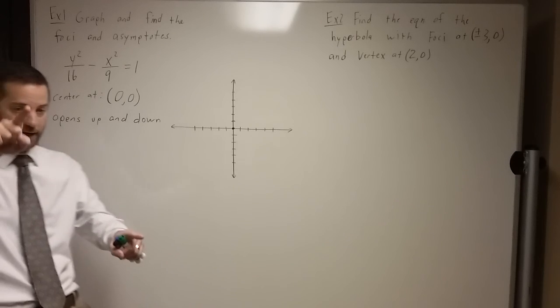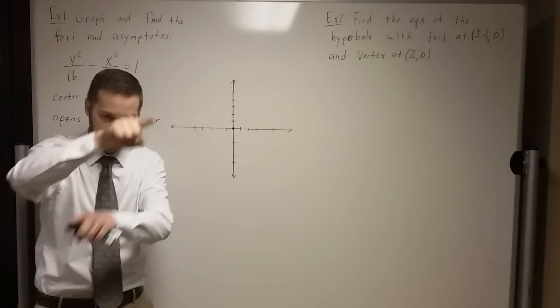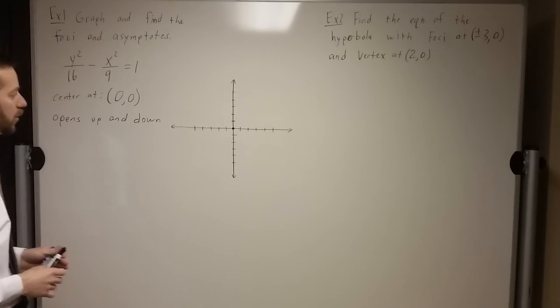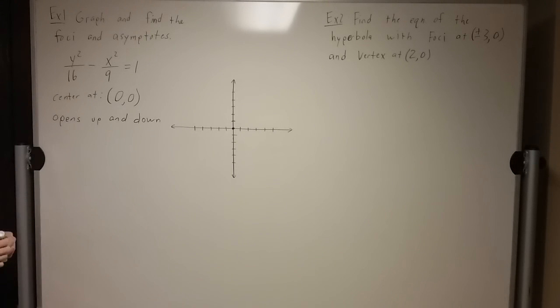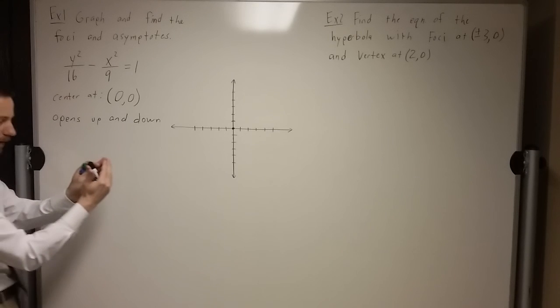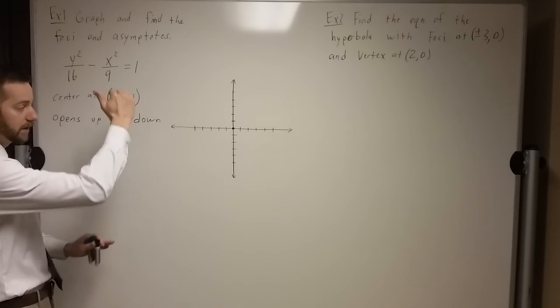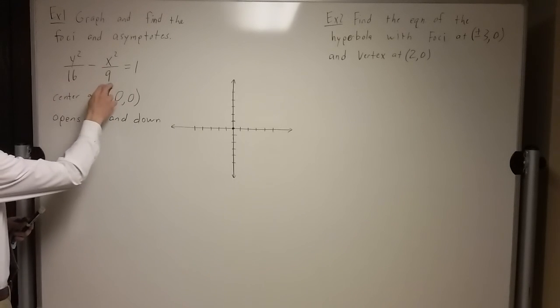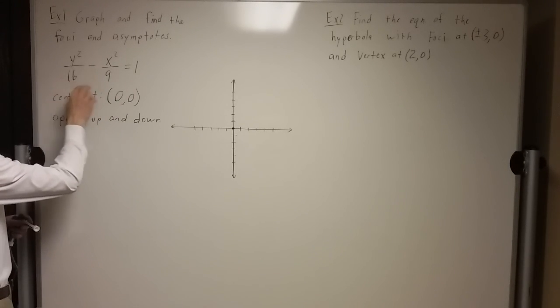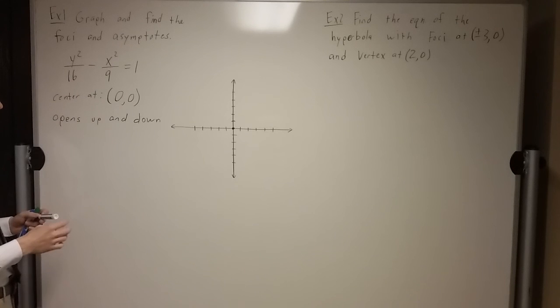So in other words, this is going to be a hyperbola that looks something like this. We just got to figure out where to put all the points yet. So this opens up and down. The other thing we're going to need to do here is figure out how far to go left and right, how far to go up and down to make that box. Now remember what these represent under here. These are the a squared and b squared, and a squared is always under the positive term.